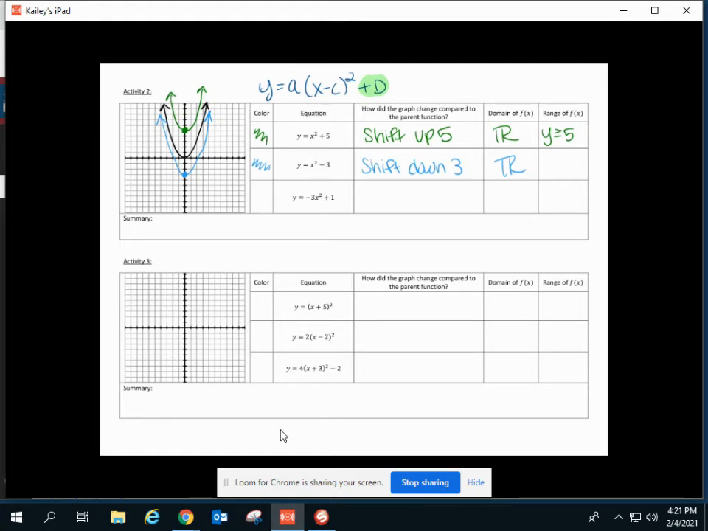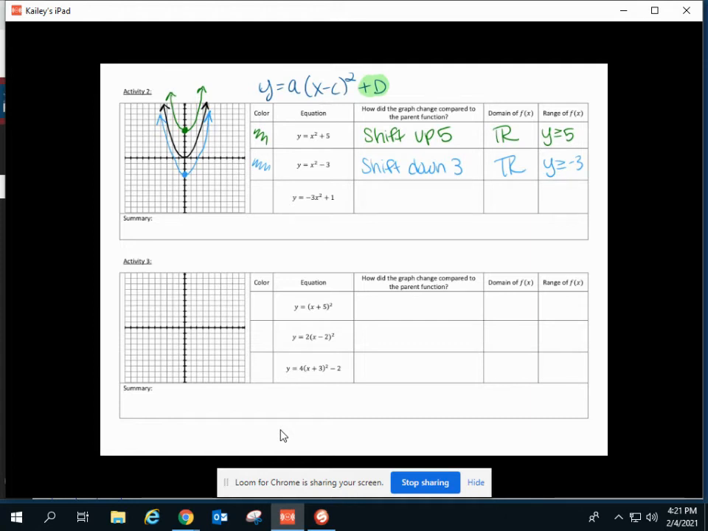The range, it's still an upwards facing U, so our symbol should still be greater than or equal to, but now our vertex moved down to 0, -3. So that means y is greater than or equal to -3 will be our range.